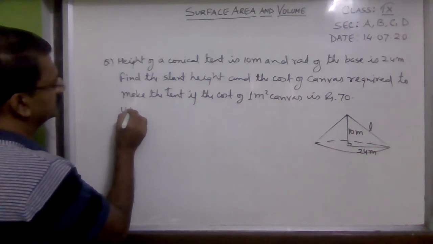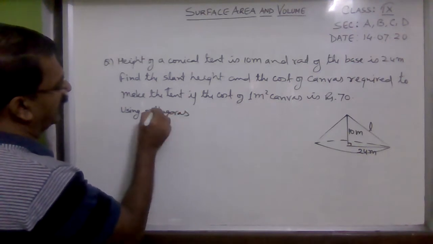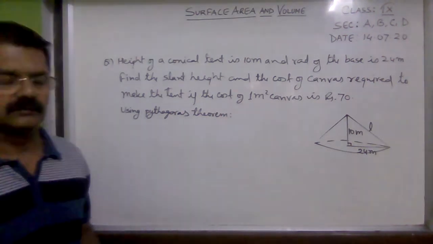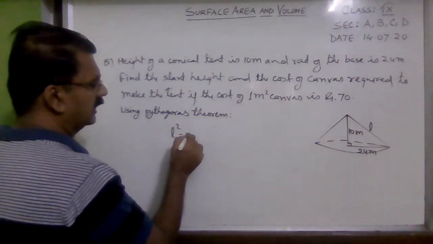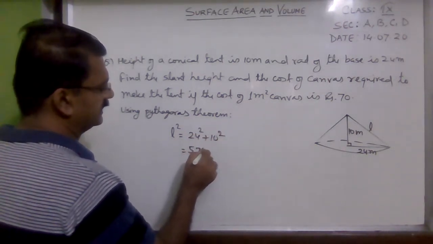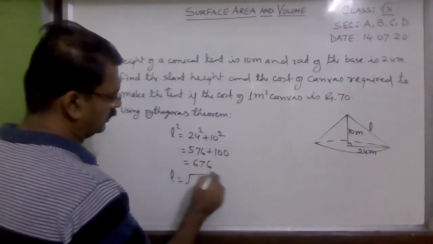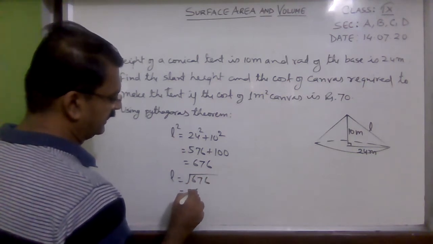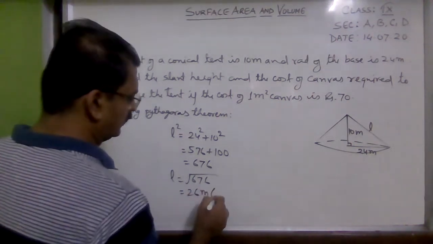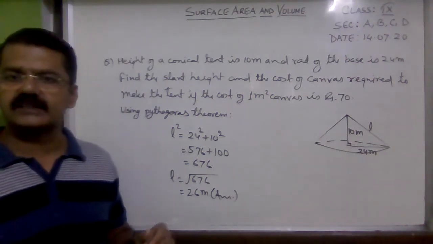Using Pythagoras theorem, L square is equal to 24 square plus 10 square, 576 plus 100, 676. So L is equal to under root 676, that is 26 meter. So the answer to the first part is 26 meter. We have found that the slant height is 26 meter.